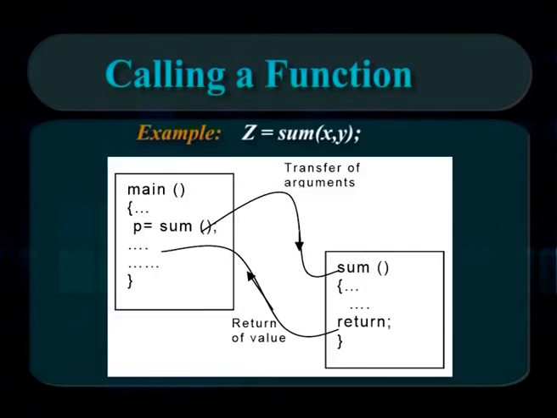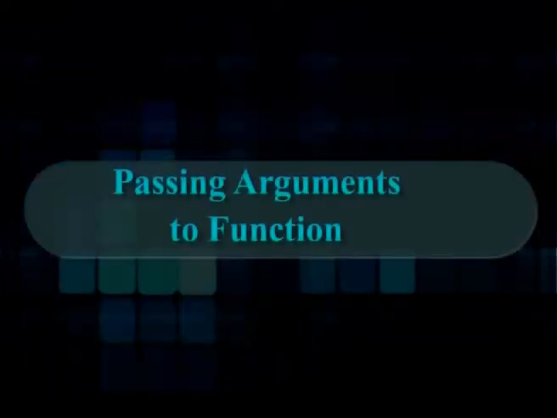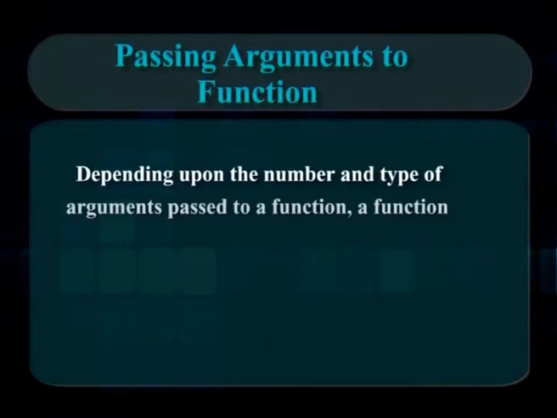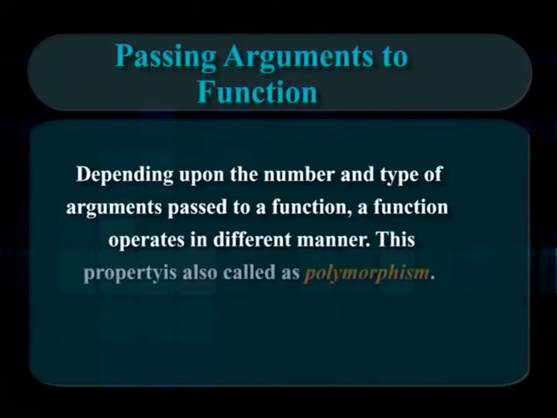Example, this figure can illustrate this. Please note that P is a variable in the main program that calls a function sum. The flow of control is transferred back to the main program as soon as return statement is encountered. Passing arguments to function. The communication between main program and a function starts with the passing of arguments to the function. Depending upon the number and type of arguments passed, a function operates in different manner. This property is also called as polymorphism.